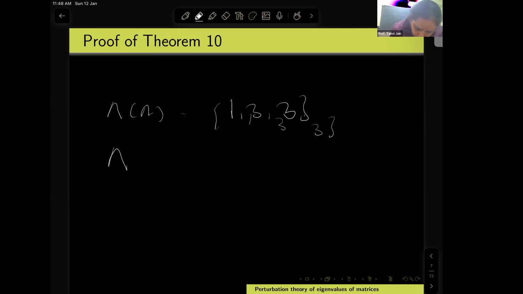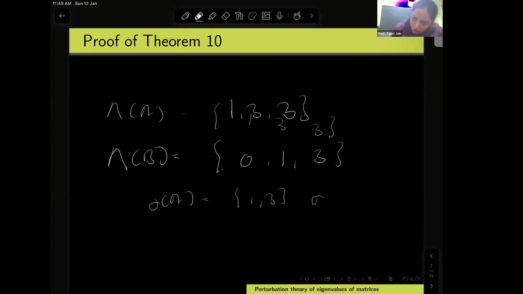And lambda B is 0, 1, 3. Then what is sigma A? Sigma A becomes the set {1, 3}, and sigma B becomes {0, 1, 3}. So the two cardinalities can be different in sigma A and sigma B.